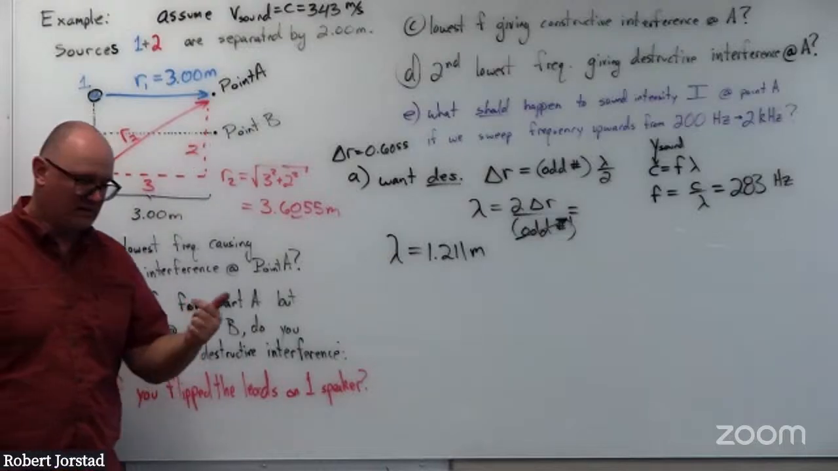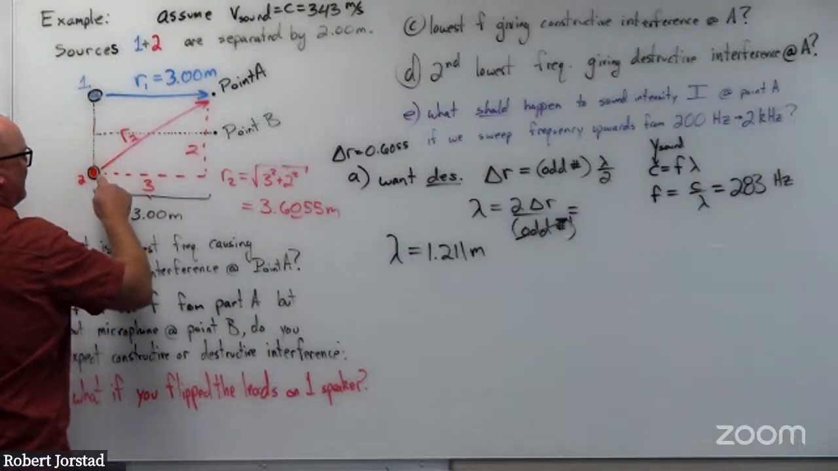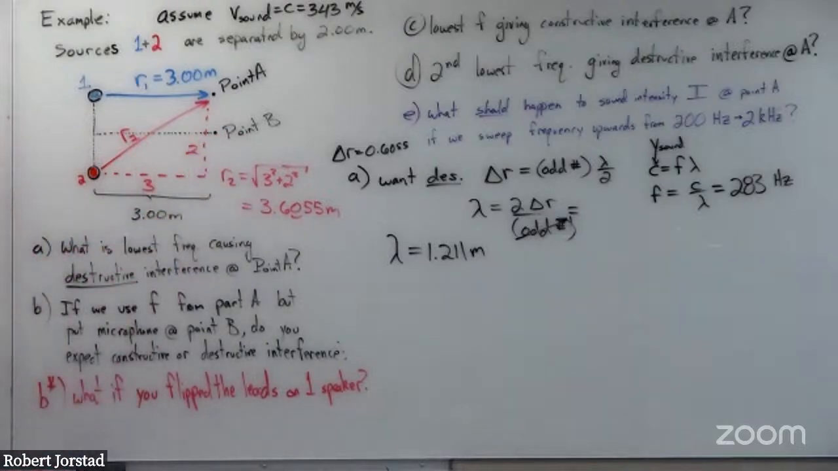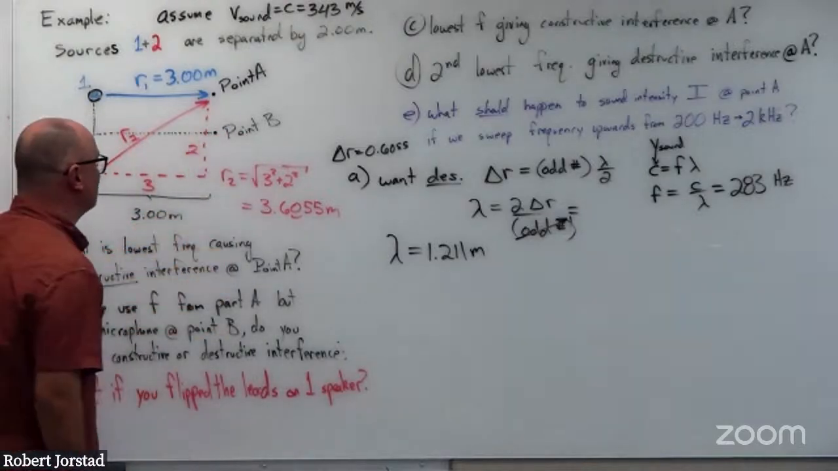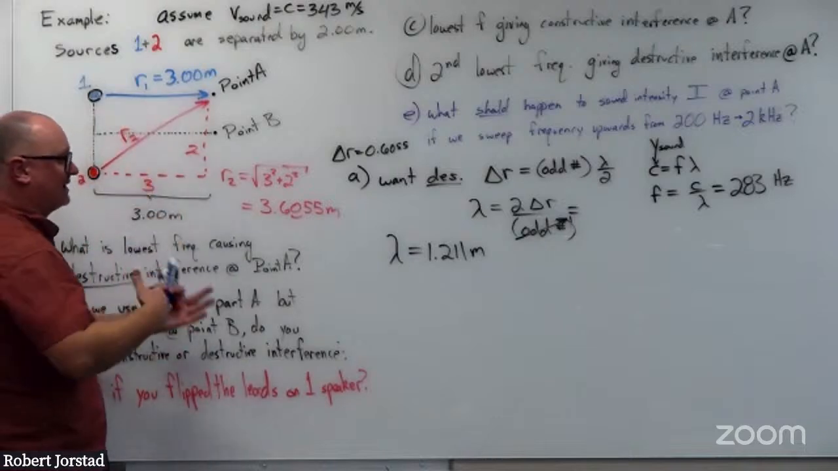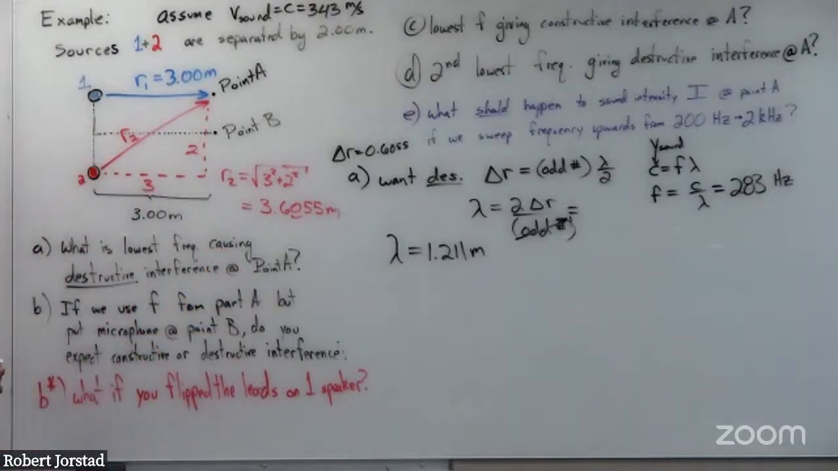I'll answer in 3, 2, 1. We expect constructive interference, right? Why? Because the path length difference should be 0 on the midline. The path lengths 1 and 2 are the same. The path length difference is 0. I misspoke. Okay, we'll come back to B star at the end.